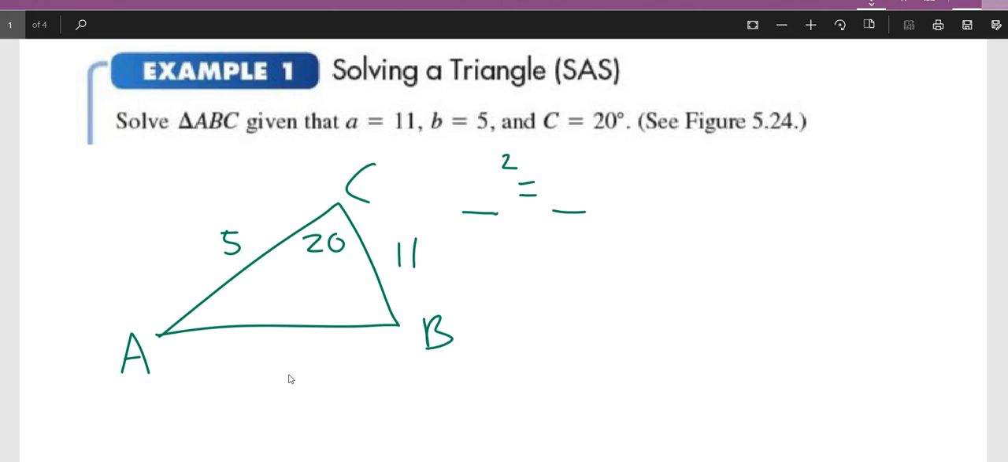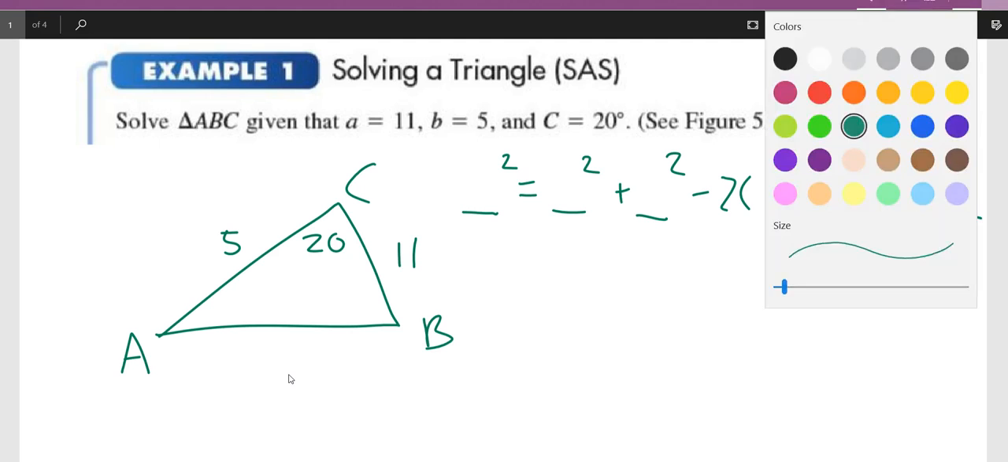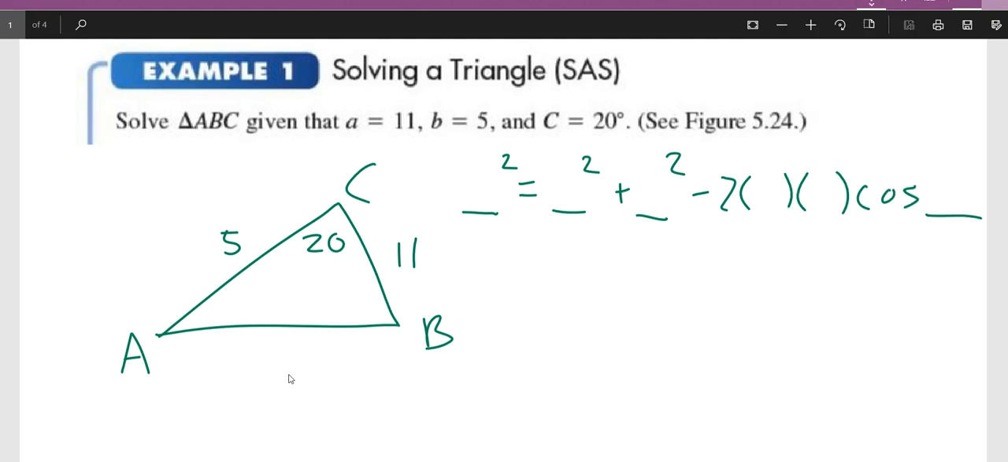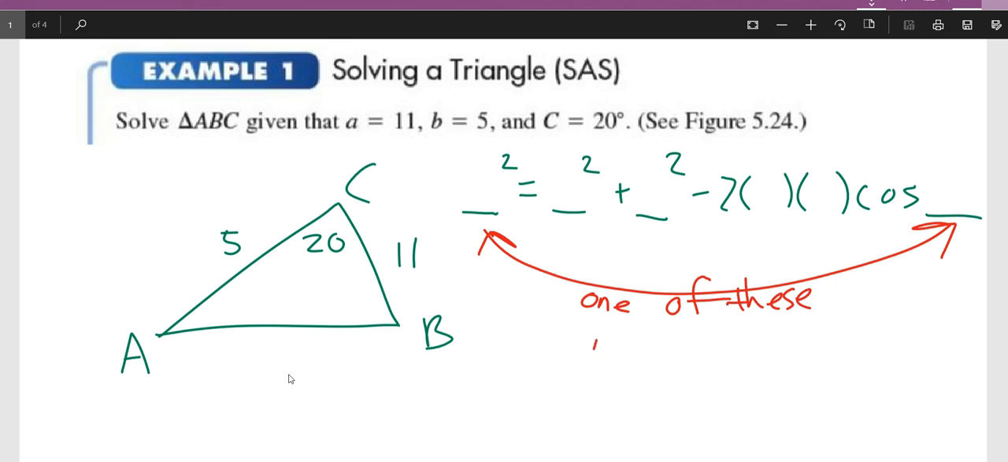Something squared equals something squared plus something squared minus 2 times something cosine something. I know. Pretty cool. The interesting thing is that one of these two, I'm guaranteeing you right now, money back guarantee, one of these is the variable. If that's not the case, you're in trouble. Okay?